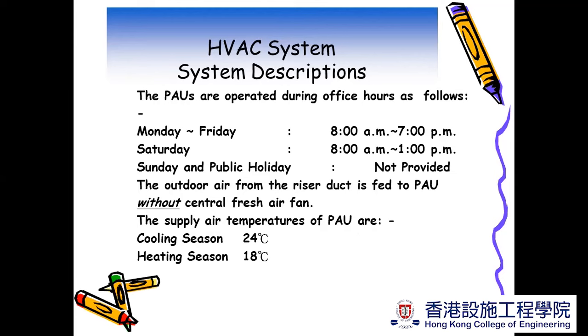Again, the PAUs are operating at this time, right? And the supply air temperature of the PAU in the cooling season will be about 24 degrees Celsius, and in the heating season, the winter time, it will provide at 18 degrees Celsius. And any additional cooling or heating will be provided by the fan coil unit itself, because it's a 2-pipe or 4-pipe system. The local fan coil unit will provide that local cooling and heating.